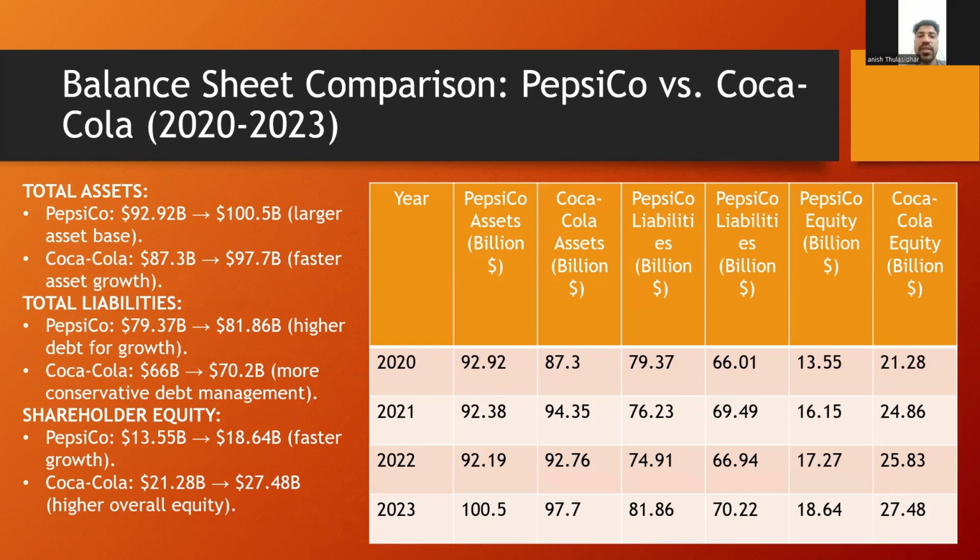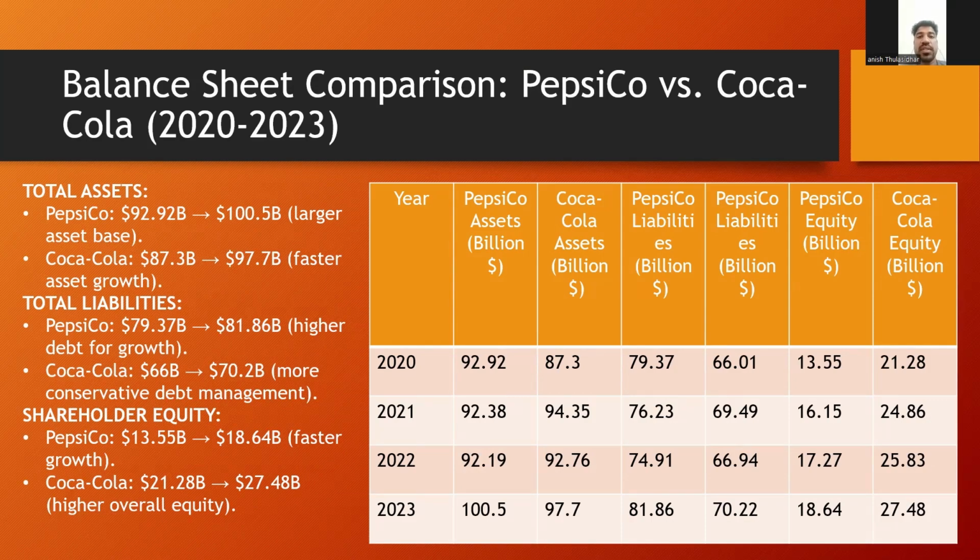Now let's analyze total assets, which include cash, property, equipment, and investment. PepsiCo's total assets grew from $92.92 billion in 2020 to $100.5 billion in 2023. Coca-Cola's total assets increased from $87.3 billion in 2020 to $97.7 billion in 2023.